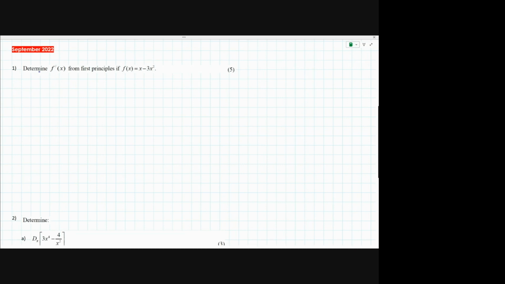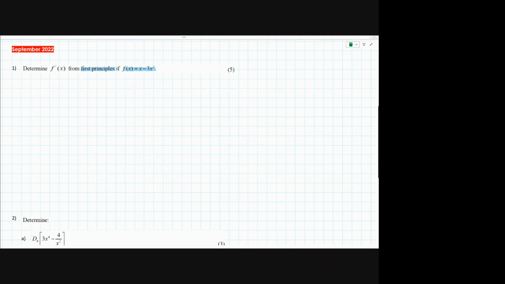So determine the first derivative of f of x from first principles if f of x equals x minus 3x squared. Okay, now first thing, guys, we only ever use first principles or the method of first principles if we are asked for first principles, right? There is absolutely no reason why we would ever use first principles unless we're asked for it. So here we are asked to use first principles, so we do have to use it, and we're given our expression for f of x.